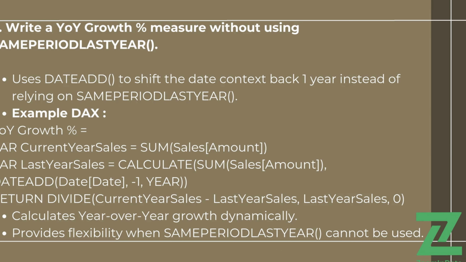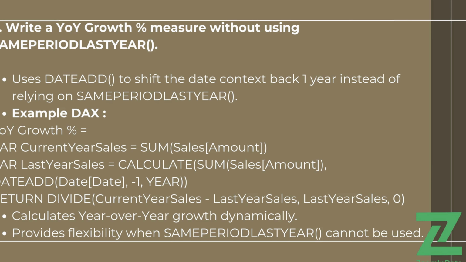Ninth question. Write a year-over-year growth percentage measure without using the same period last year function. To calculate the year-over-year growth percentage, use the dateAdd function to shift the date context back by 1 year. First, calculate the current year sales. Next, calculate the previous year's sales by shifting the date back 1 year.